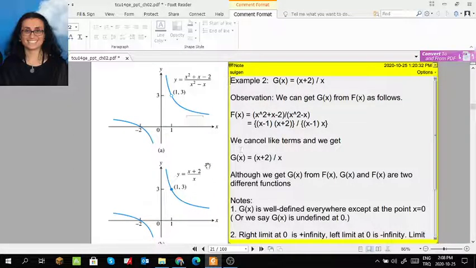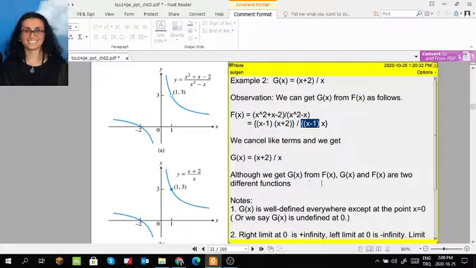Actually, we can get G from F as follows. You start with F and you factor it out: x minus 1 times x plus 2 over x minus 1 times x. And then we have the common factor x minus 1 in the numerator and the denominator, so we can cancel like terms and we get G, x plus 2 over x.